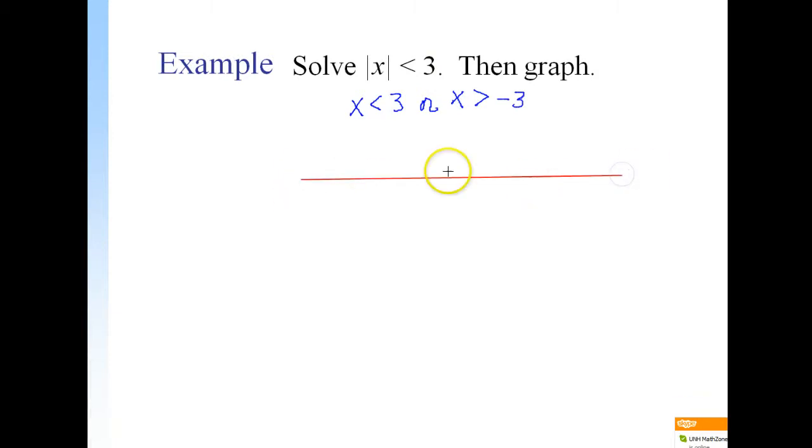So there's our number line. The numbers we're interested in are -3 and 3. And what does this say? Well, it says x is less than 3. So we have a parenthesis here. And this says x is greater than -3.